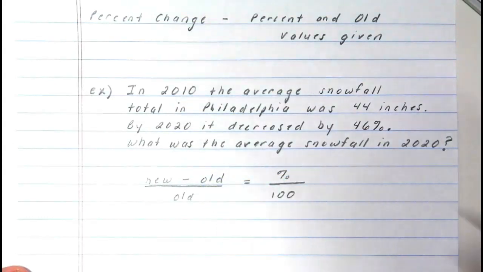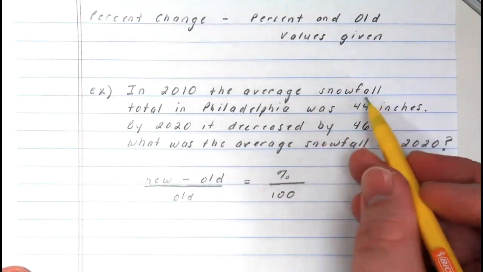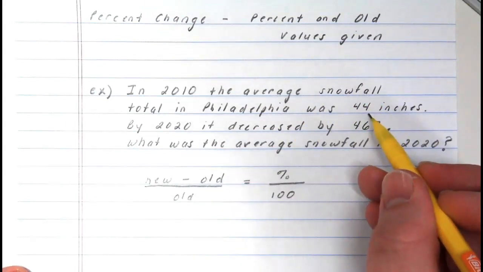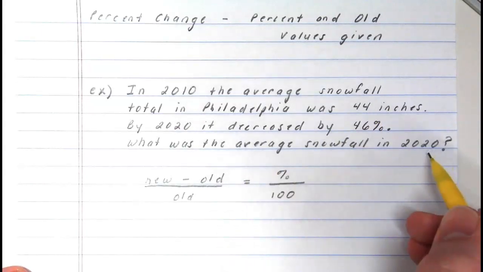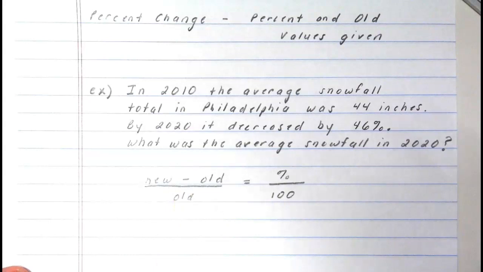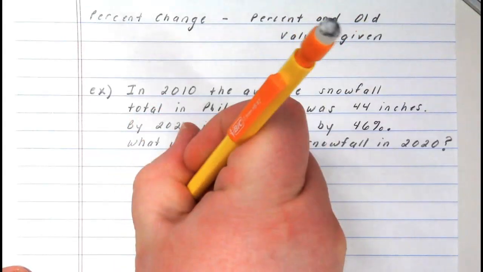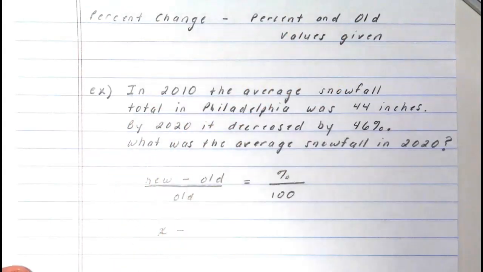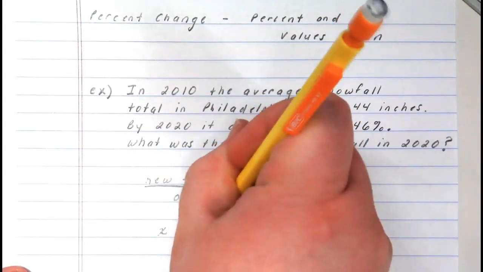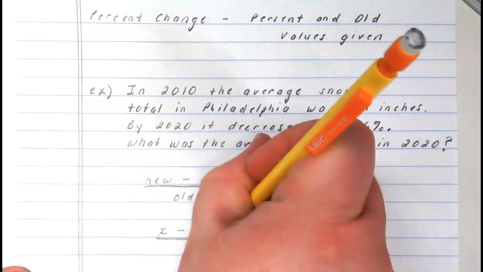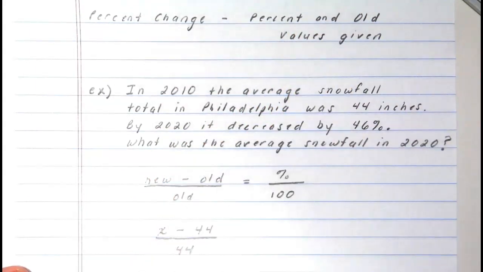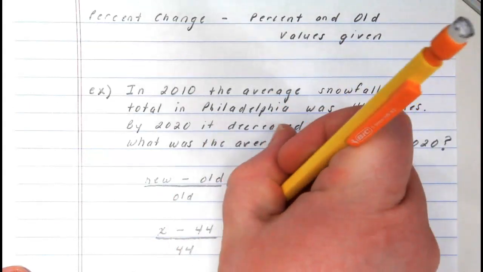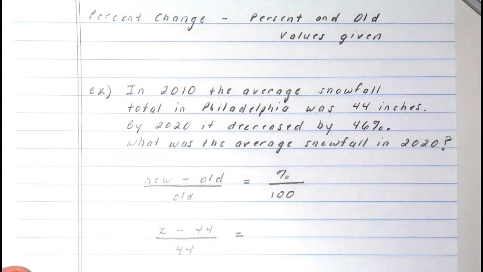So in our case, in 2010, it was 44. That's the old amount. We're trying to find the new amount in 2020, so we don't know what the new amount is. What we're going to do is let the new amount be x, and then subtract off the old amount, which was 44 inches. And then we're going to divide that by the old amount, which was 44 inches. And then that should equal the percent change over 100.